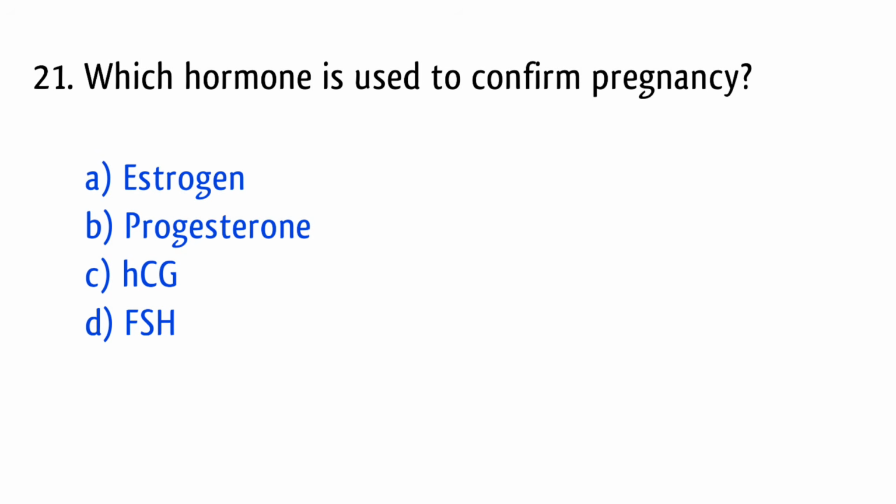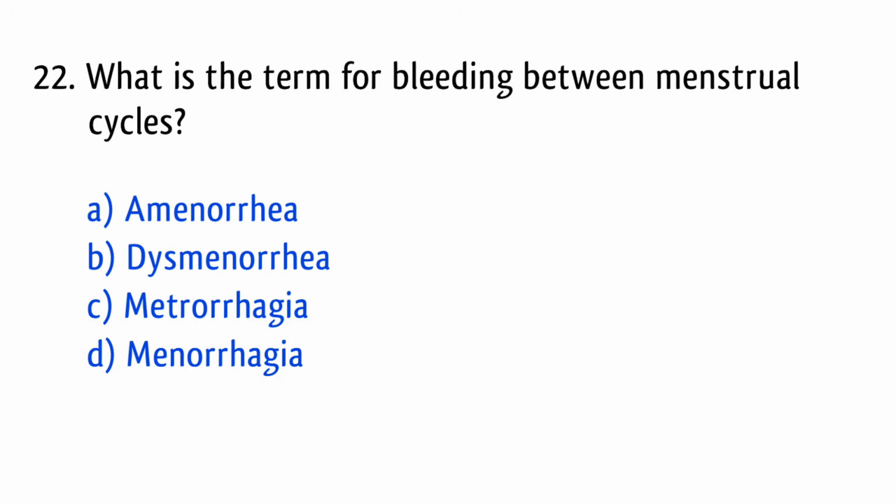Question number 21. Which hormone is used to confirm pregnancy? The right answer is option C, HCG. Question number 22. What is the term for bleeding between menstrual cycles? The right answer is option C, metrorrhagia.